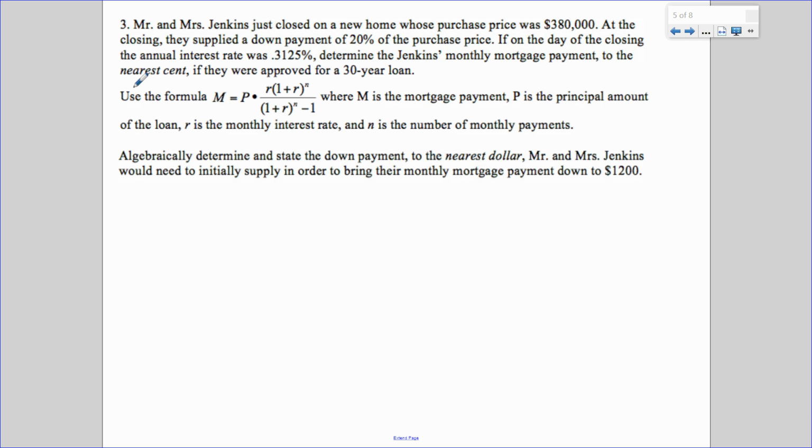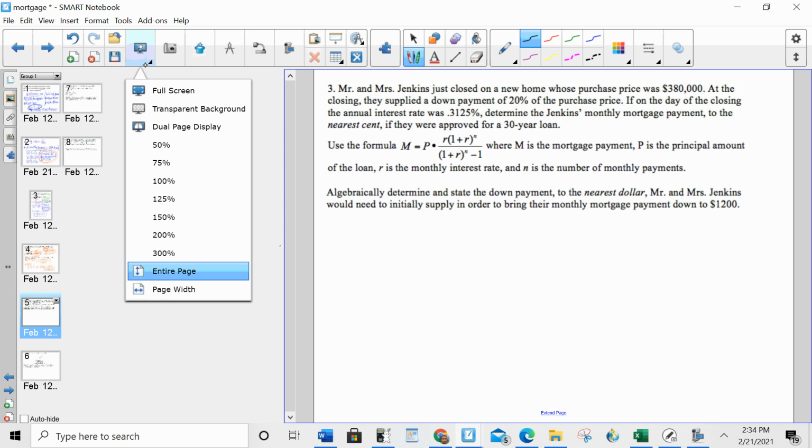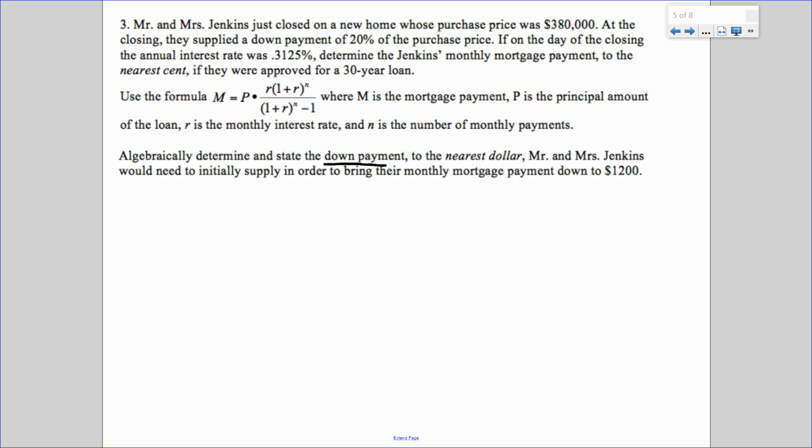Now, algebraically determine and state the down payment. So again, to find the down payment, you have to first find P. So I'm going to list my variables: M, P, R, N. In order to find the down payment, I have to first find P. I want you to pause, answer the second question on your own, and then unpause. Okay, now you try the second question on your own.